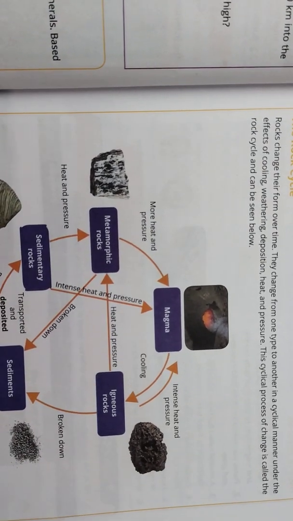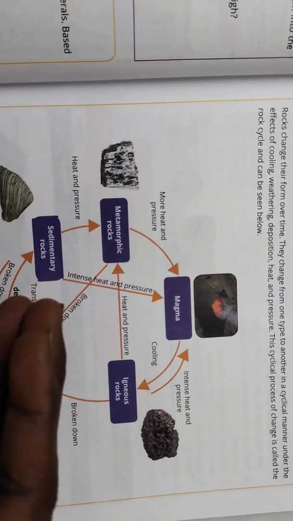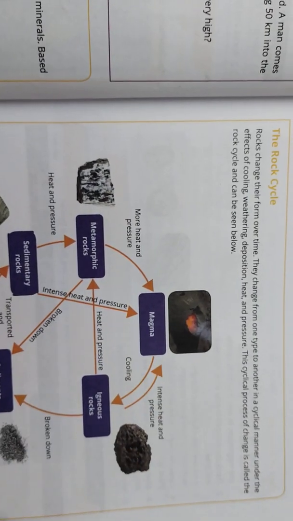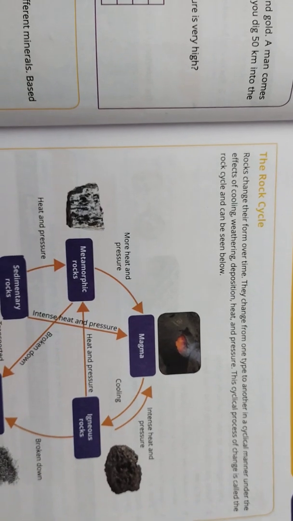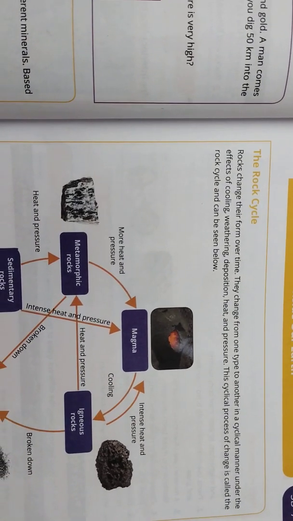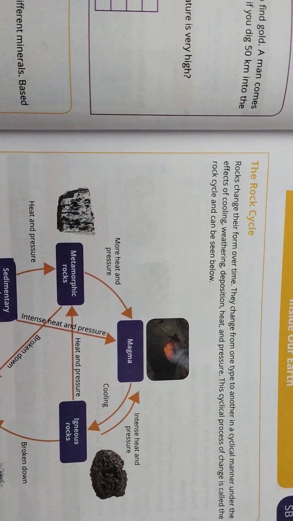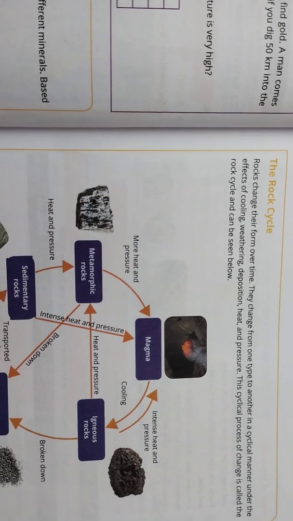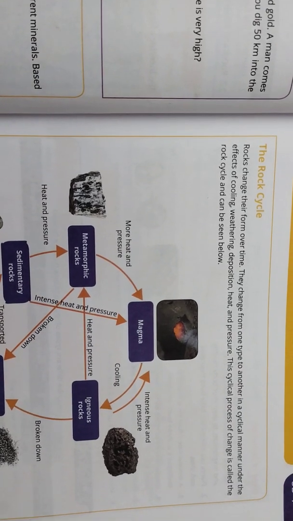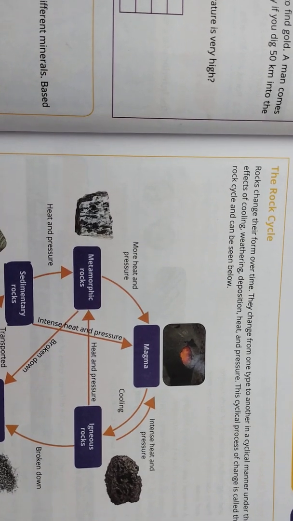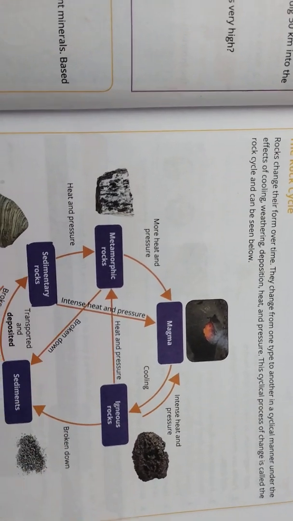The igneous rock will change into sediment, and the sedimentary rock may change into metamorphic, and again from the metamorphic it comes out of a volcano with the magma, right? So here you can see the changes in this cyclic manner, with the effects of cooling, weathering, deposition, heat and pressure. This cyclic process of change is known as the rock cycle, and you can see it below.